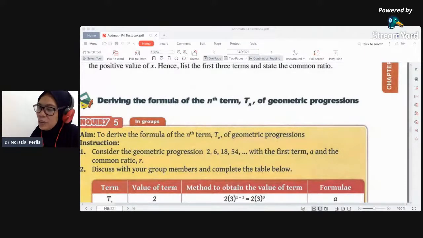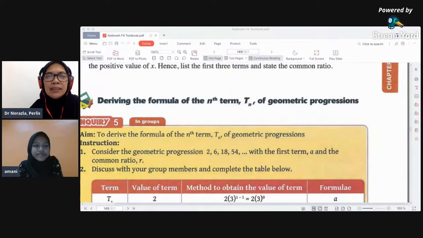Please do the intensive practice for today's class. Page 136, self-practice 5.3, self-practice 5.4, intensive practice 5.1, and for Amani's group, self-practice 5.5. Okay.